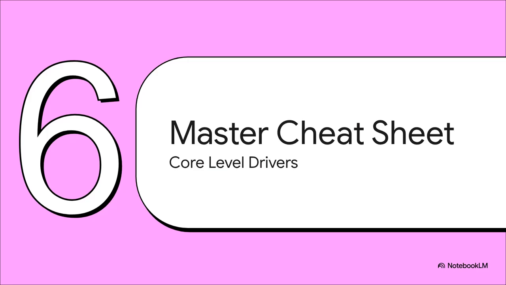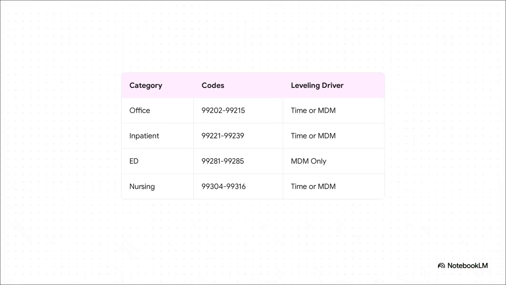And finally, Section 6, our master cheat sheet. All right, this visual summary right here recaps all those golden rules we just dissected. You're going to want to lock these into your memory. The emergency department is MDM only, never time. Critical care requires at least 30 minutes on the dot. Consults need those 3 Rs. And inpatient has officially merged with observation. Honestly, knowing these core drivers inside and out is basically your secret weapon for the CPC exam.